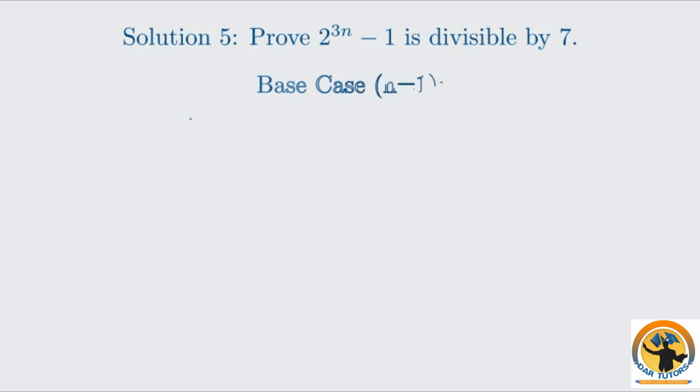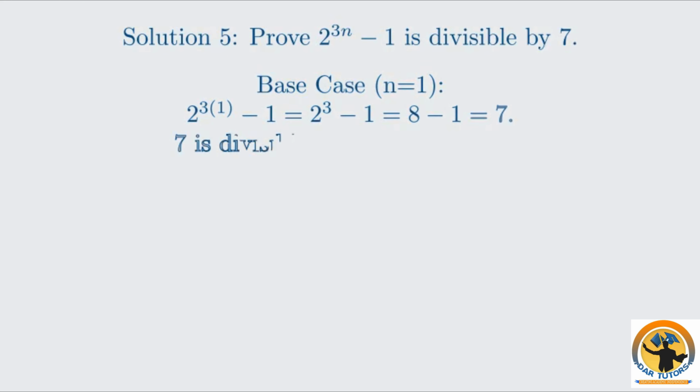Solution to question 5. We need to prove that 2 to the 3n minus 1 is divisible by 7 for all positive integers n. Base case, n equals 1. The expression is 2 cubed minus 1, which is 8 minus 1, or 7. 7 is divisible by 7. The base case is true.